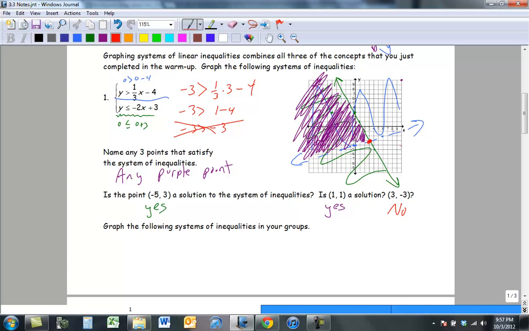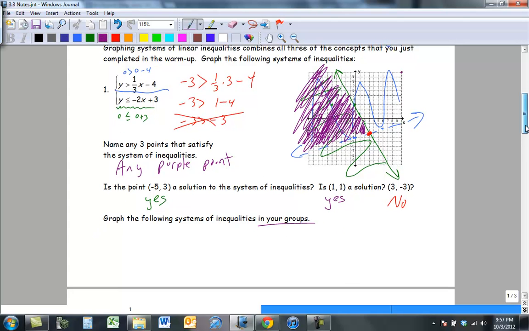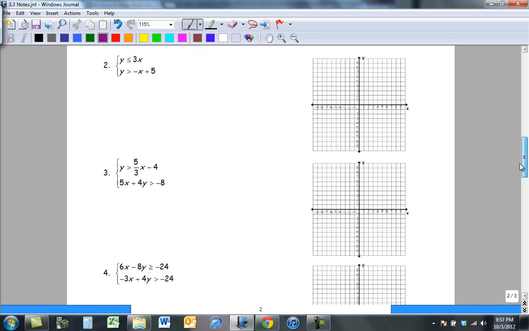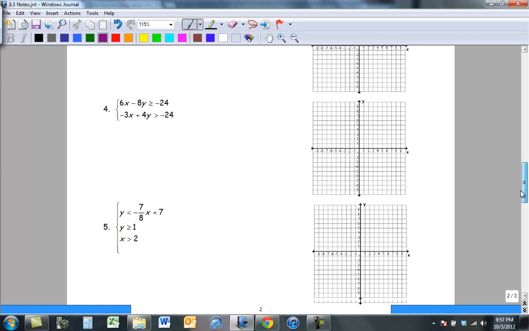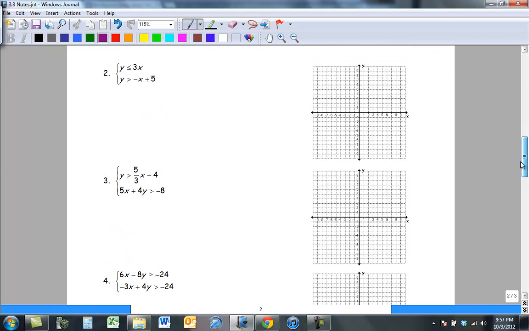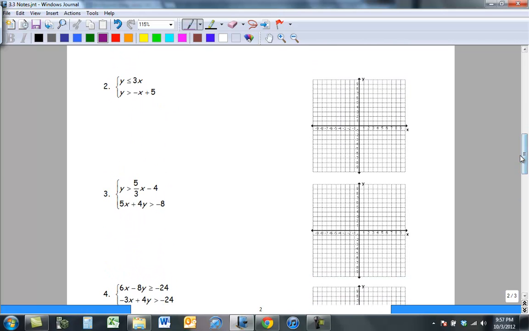All right, now, your notes say in your groups, because back in the day we used to do groups. But, do it. Go ahead and pause this and try graphing these 4.